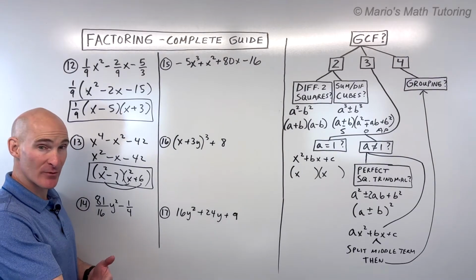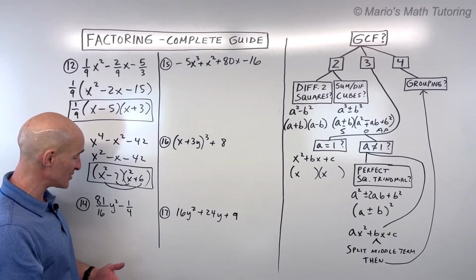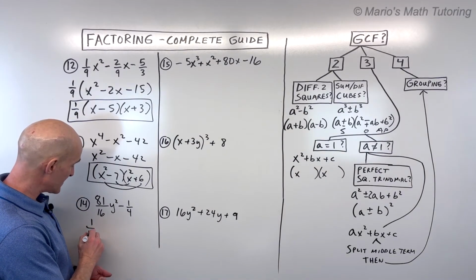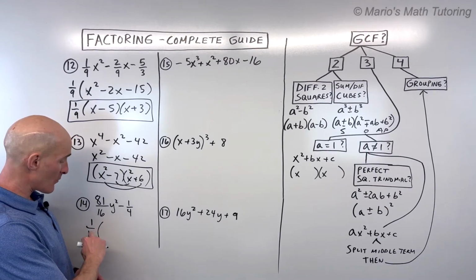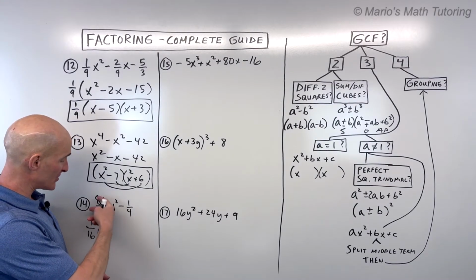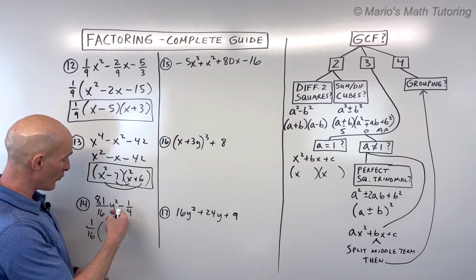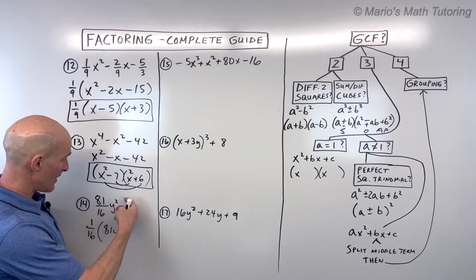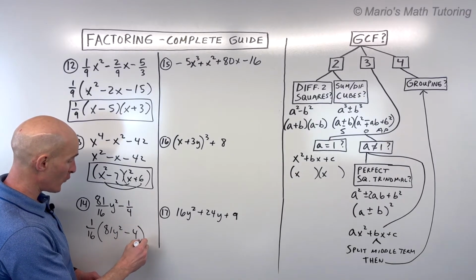Meaning, what's the smallest number 4 goes into and 16 also goes into? That's going to be 16. So I'm going to factor out a 1/16. Again, remember when you factor it out, I'm going to multiply by the reciprocal, so I'm going to multiply by 16 over 1. That's going to give me 81y squared minus 16 over 4, which is 4.